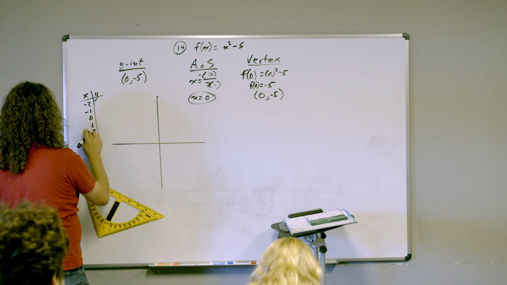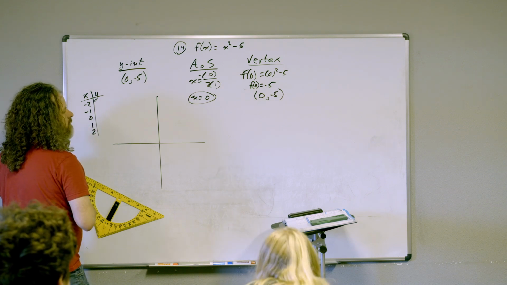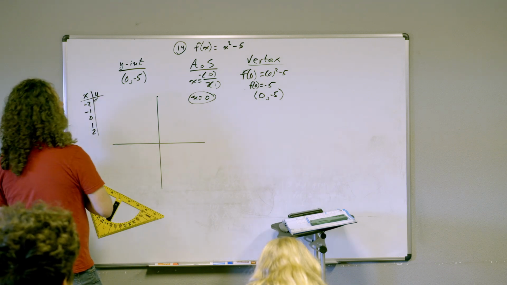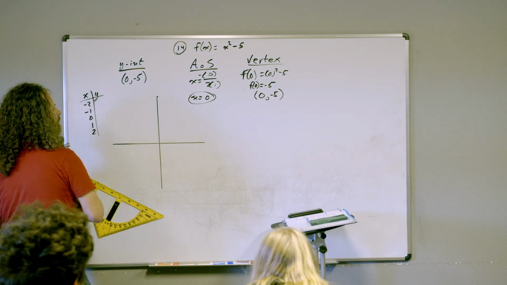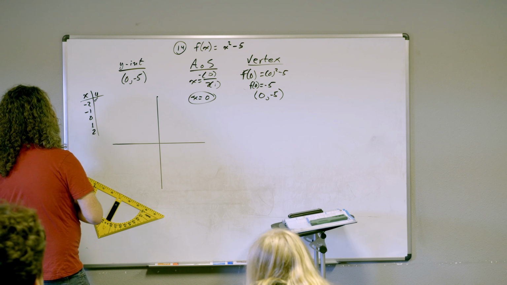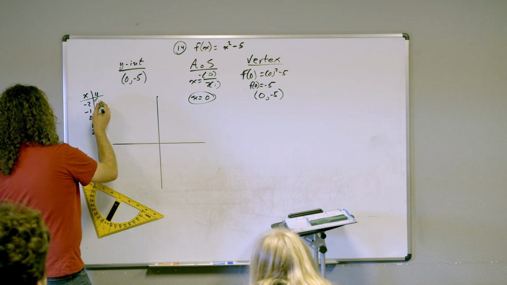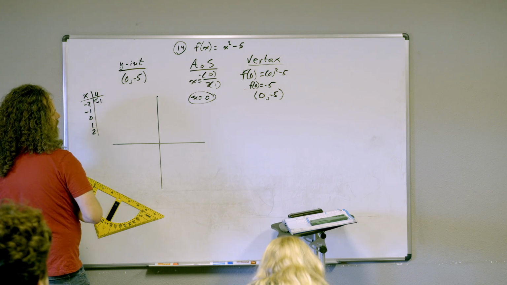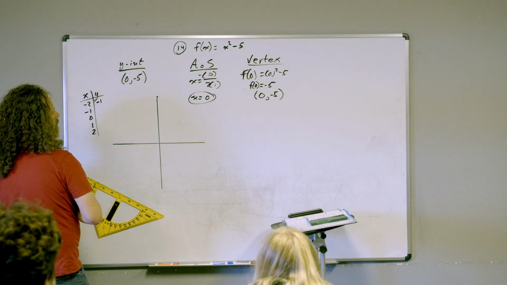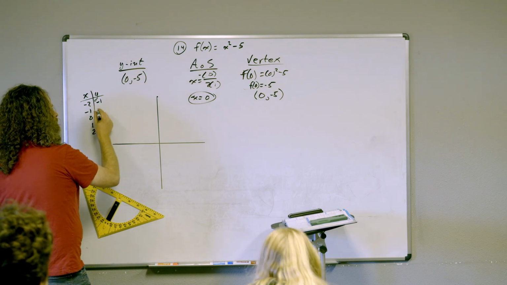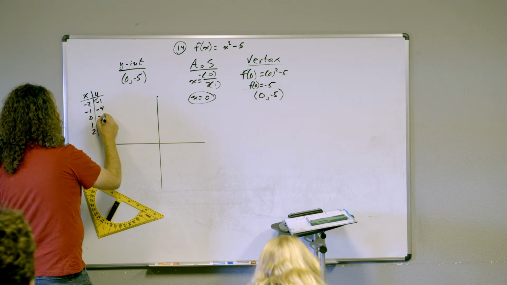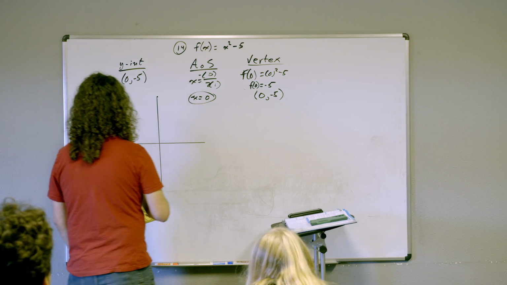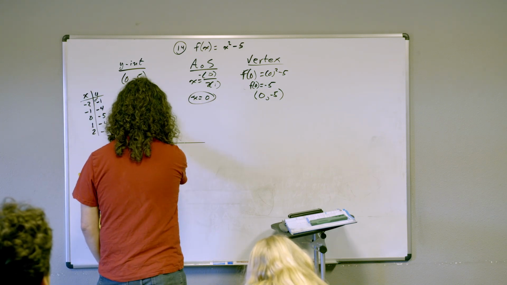Can we do an example where it does move? So -2 squared is 4, minus 5. -1 squared is 1, minus 5. So then we put some dots and it looks like this.